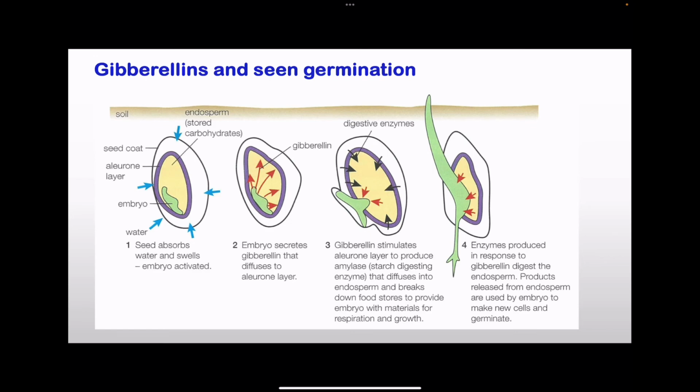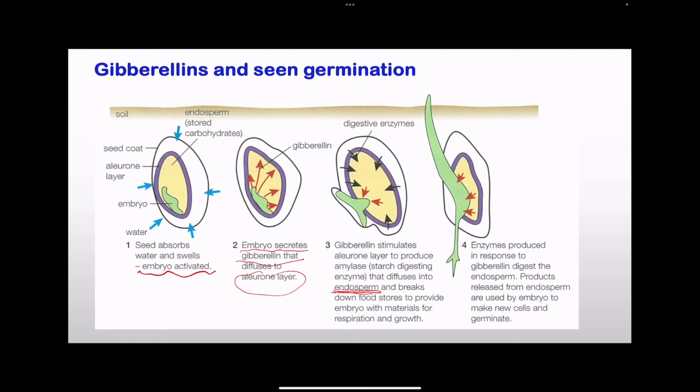So here we see a seed which absorbs water, and when water is absorbed, the embryo is going to be activated. Remember, for germination to occur, we need oxygen, we need the right temperature, and we need water. So water causes the swelling in order for the embryo to be activated. Now the embryo is going to secrete gibberellin that diffuses into the aleurone layer. The gibberellin is going to stimulate that layer to produce amylase, which is a starch digesting enzyme. The amylase is going to break down the endosperm.